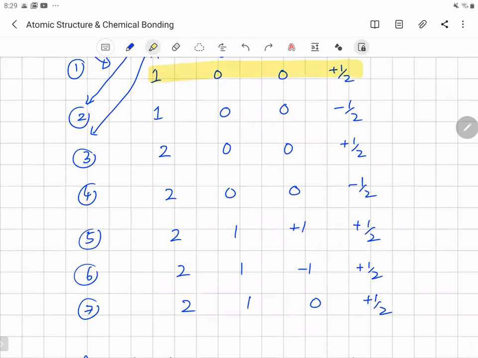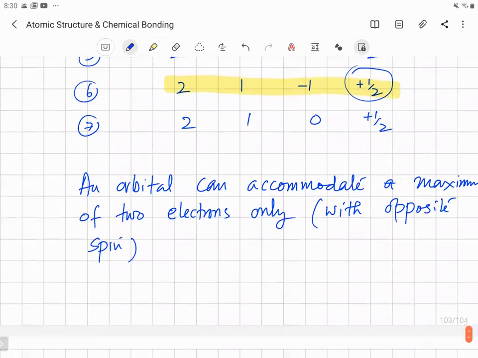Take the case of this one. In this case, only one is same, right? The spin is same. All other quantum numbers are different. That means all other quantum numbers can be different, but at least one quantum number should be different. Maybe all other quantum numbers are same, as in the case of the first 2 electrons, except the spin quantum number. This is what Pauli's exclusion principle says.